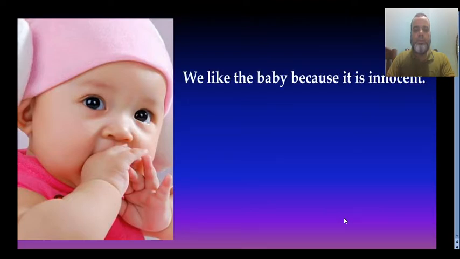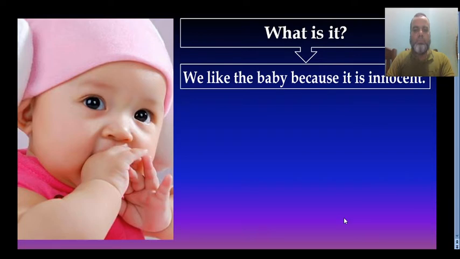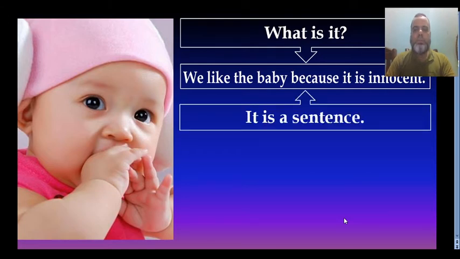This is your grammatical item. There is a picture here, the picture of a baby, and there is a sentence here. We like the baby because it is innocent. So, what is it? It is a sentence. It is a large and big sentence.